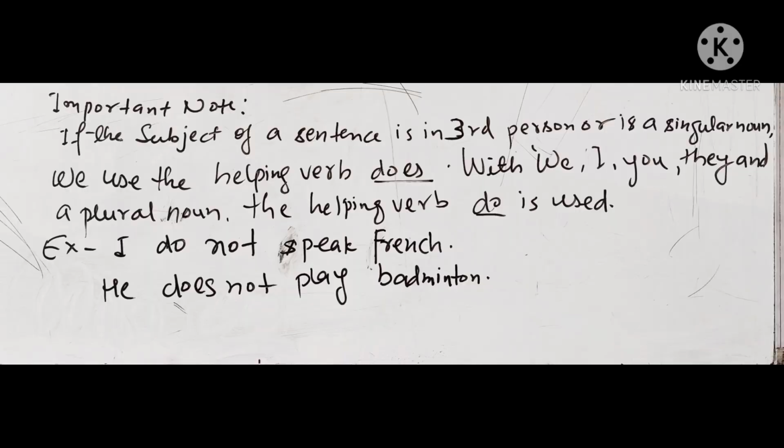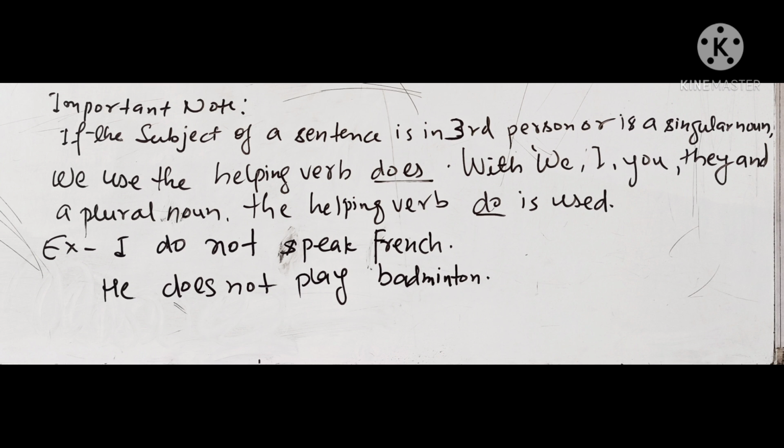The second important note is that if the subject of a sentence is in third person or is a singular noun, we use the helping verb does with it. And with we, I, you, they and a plural noun, the helping word that we use is do.